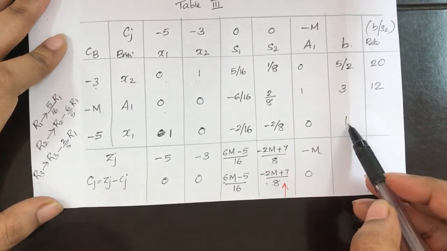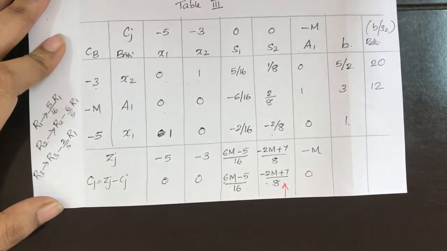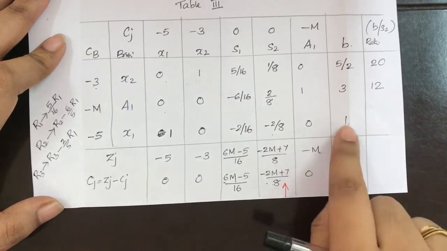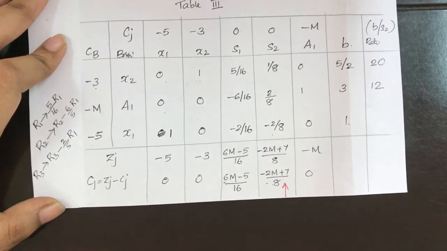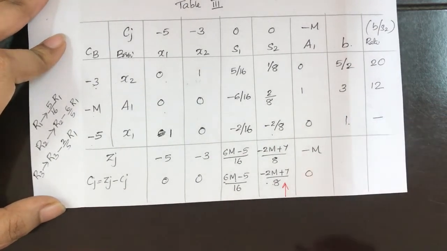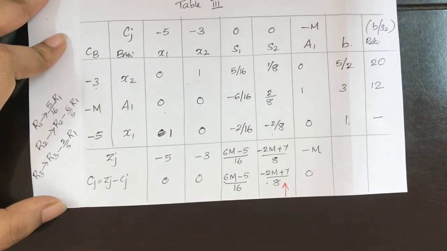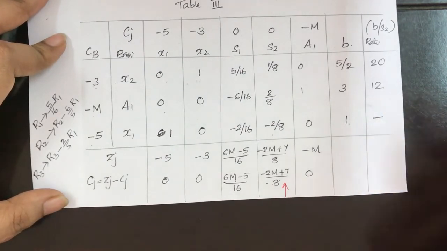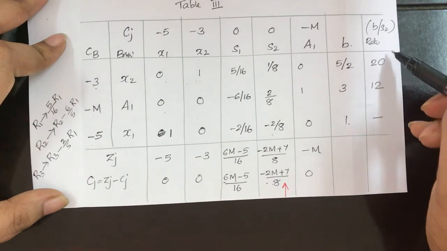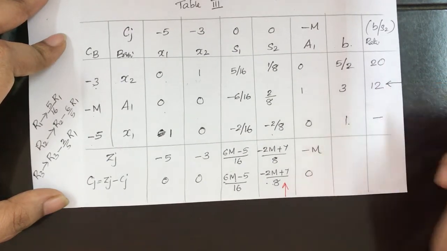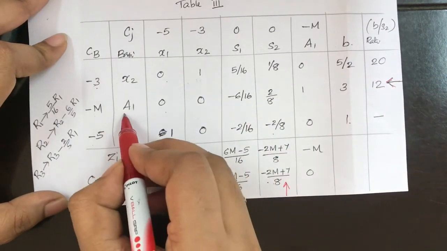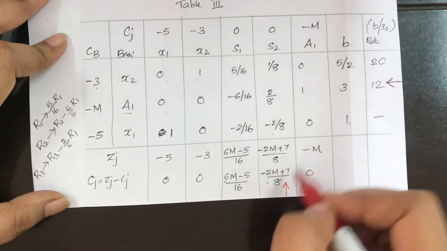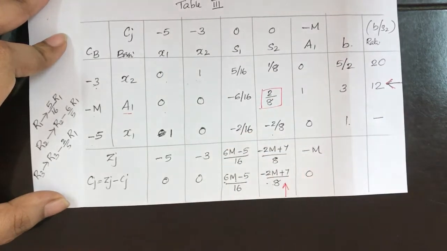Look at here, 1 divided by minus 2 by 8. We always take the minimum positive ratio. So 1 divided by minus 2 by 8 means 8 minus 8 by 2, that is minus 4. We do not take a negative ratio, so no need to find the value because that is a negative value. The lowest positive ratio is 12. So this is the outgoing variable. Which one? A1 is the outgoing variable and the key element is 2 by 8.